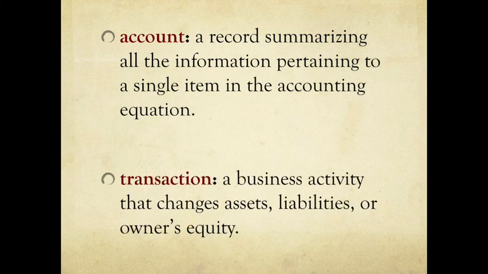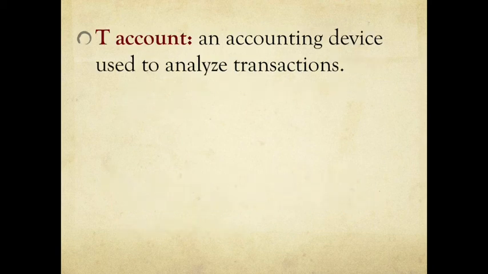A transaction then, as a review from chapter 1, is an activity that changes assets, liabilities, or owner's equity. Paid cash for something, received cash for something. Those are all your transactions. A T account then is an accounting device used to analyze these transactions. And again, we're using this to analyze it so that in the next chapter or so, when we start using the accounting journal paper, it becomes a lot easier.